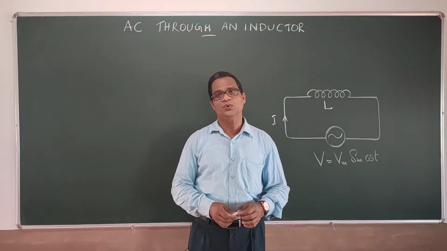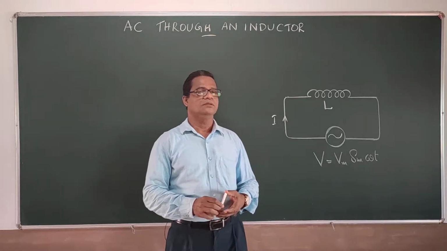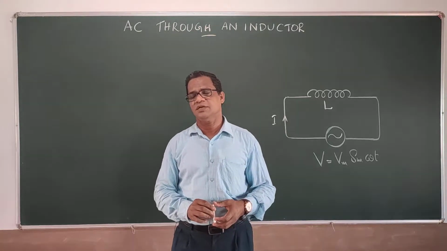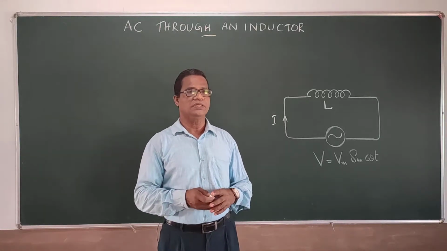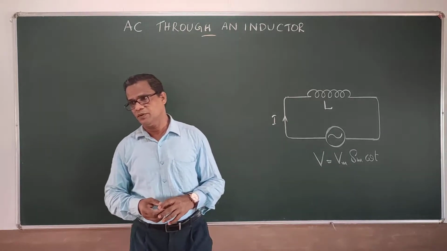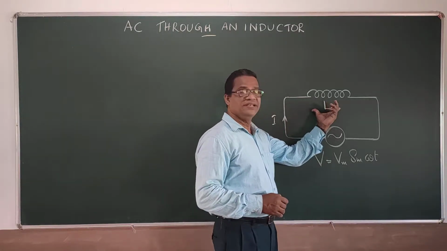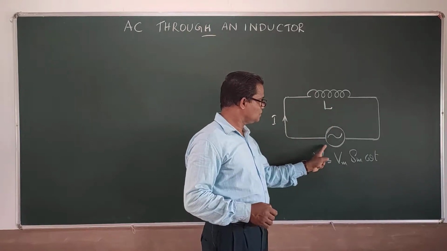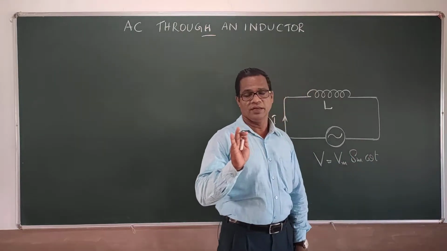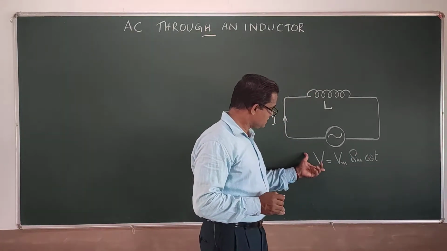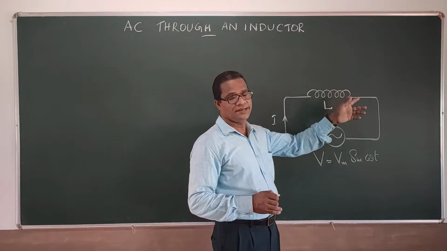AC through an inductor. We studied the case of AC through a resistance and we understood certain things about the phase angle between the current and voltage. So when we consider an inductor of inductance L connected across an alternating voltage V equal to Vm sin omega t, the instantaneous voltage V starts to send a current through this inductor.